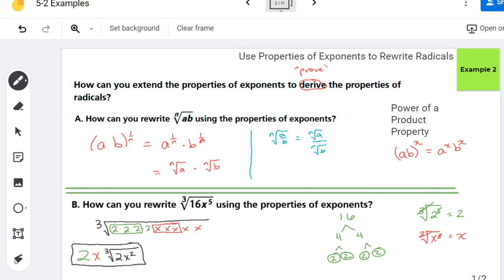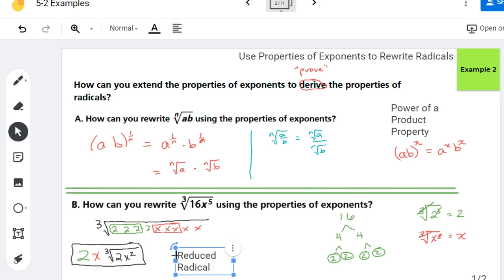So what we do is we refer to this as the reduced radical form. And that's just because we took everything out of the radical sign that we can. So there's the phrasing for that. Kind of cool. I actually really like doing these because it feels like I'm playing a game of Go Fish or something.